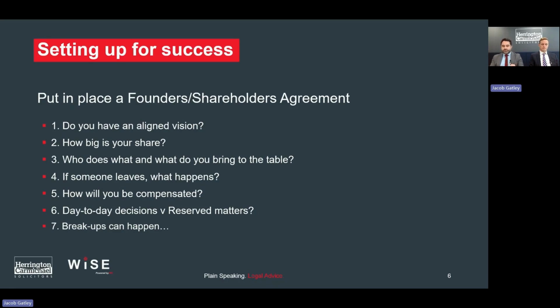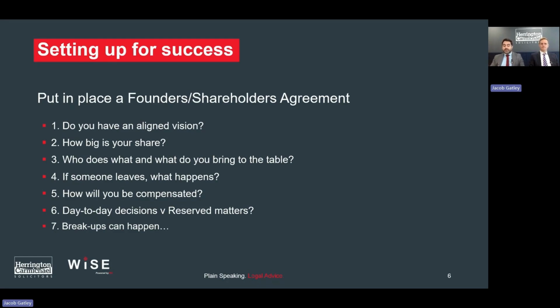That's absolutely crucial. We strongly advise speaking to a legal professional about setting up a founders agreement, as it documents and delineates roles, responsibilities, the equity distribution and decision-making processes. Just to share with you a recent experience we've had.